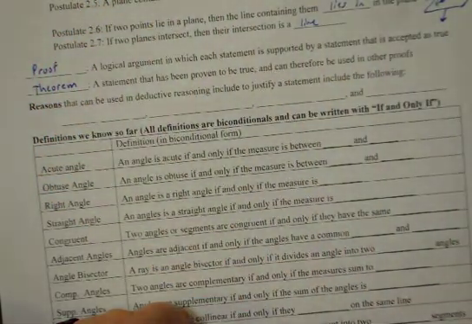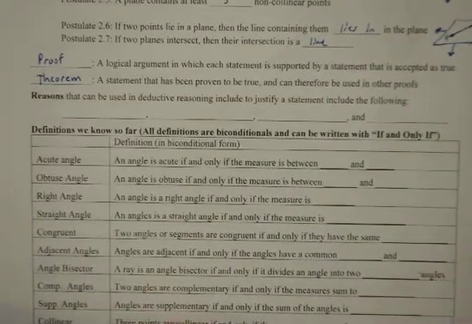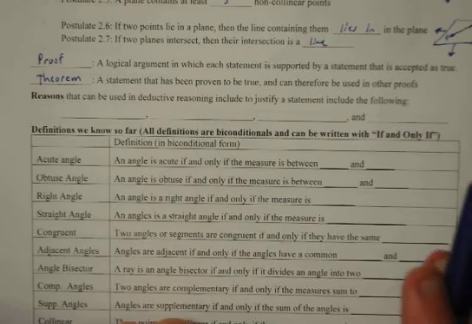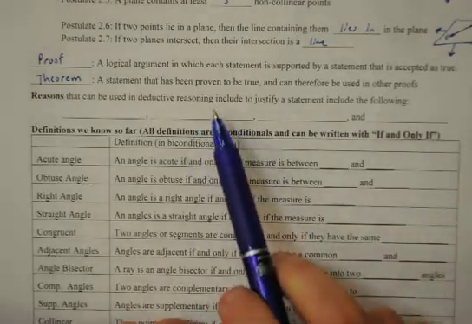What's the difference between a theorem and a postulate? A theorem requires a proof. The Pythagorean theorem has been proven. That's why I call it the Pythagorean theorem. It's actually been proven 351 times, in different ways. So there's lots.